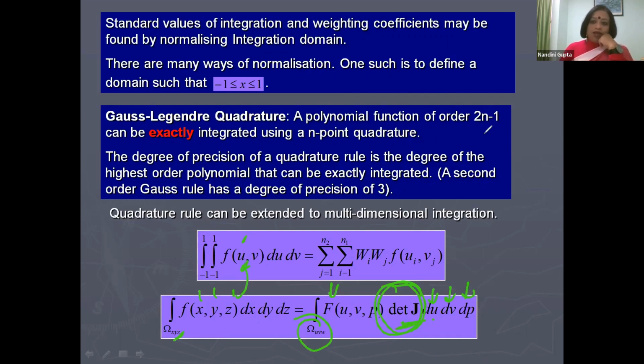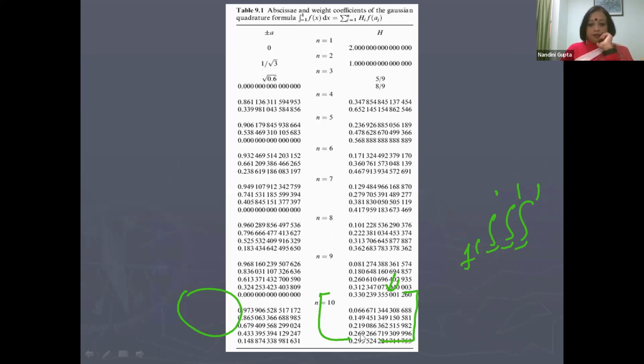So you will actually have to integrate this whole thing. So not f(x,y,z), but your f will be f(u,v,w), det J will be the term inside your Gauss quadrature, which has to be evaluated in the new domain. And that can be done in the domain -1 to +1, -1 to +1. Is this clear to everybody? Yes, ma'am.